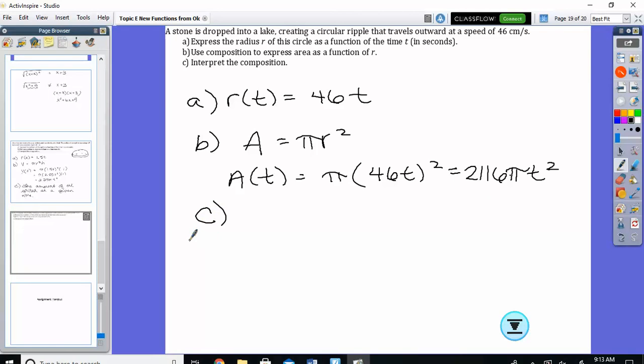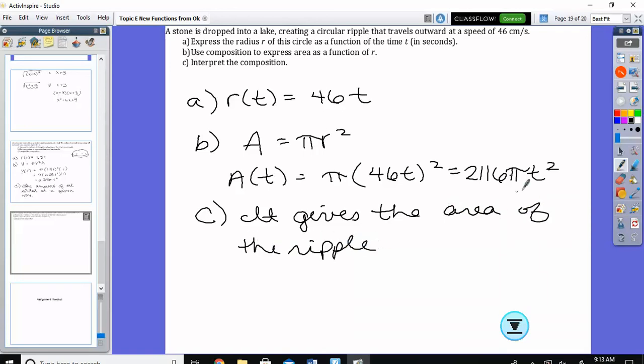C, interpret the composition. So this is a formula for area. So it gives the area of the ripple. And t is time, so at any given time. Just a way to quickly calculate that. Yes. So if you just do it like the 46 or whatever, is the square still at the end, right? Yes.